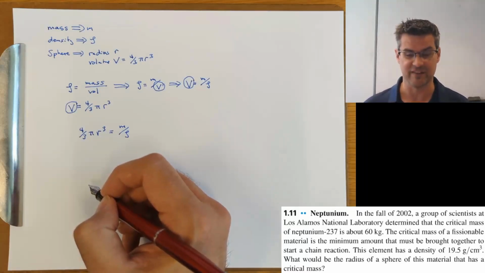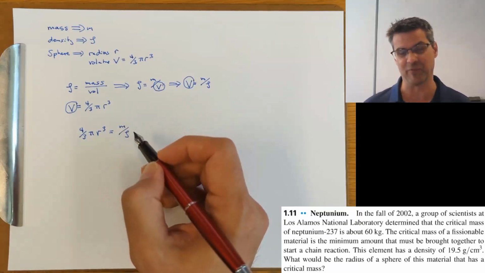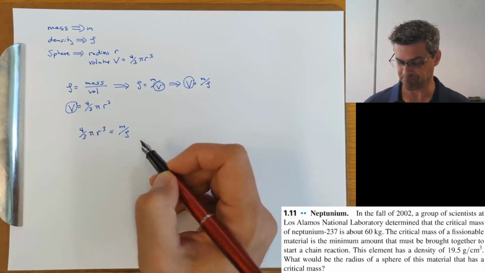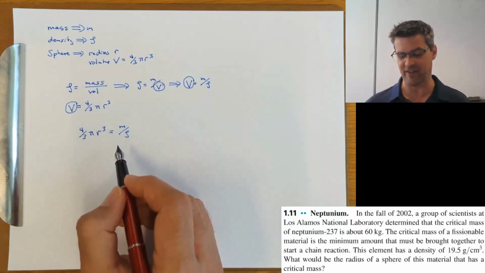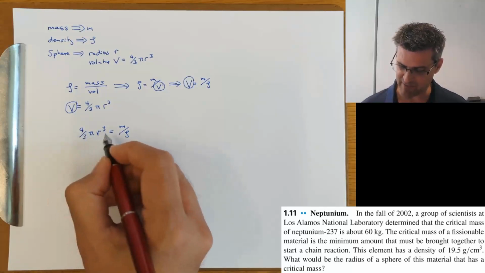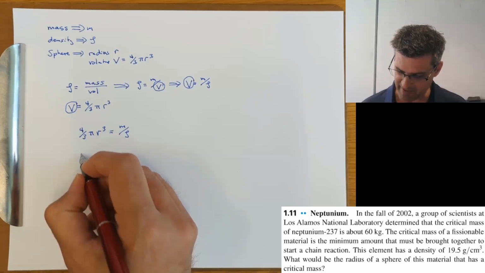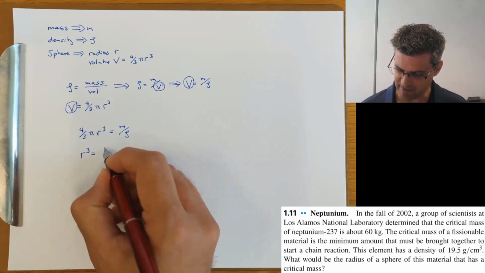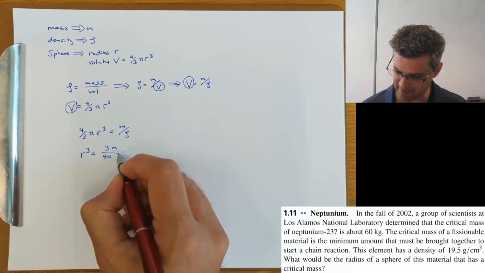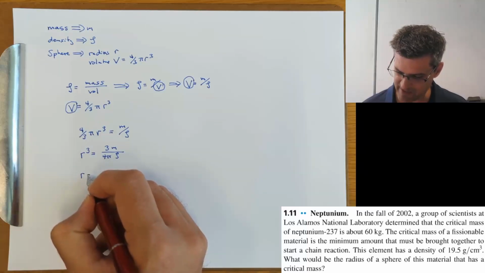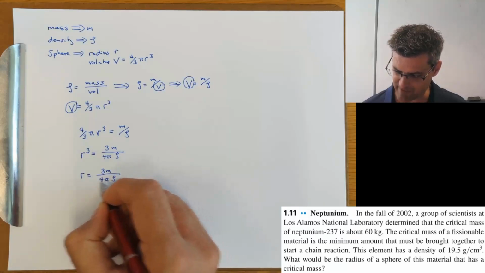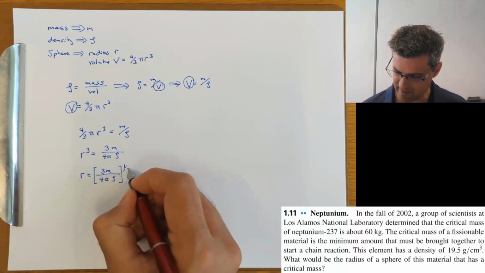This is true for any sphere. This is true for any mass. This is true for mass formed into a sphere. This is true for any material, neptunium, carbon, iron, whatever you want. And so now, from this relationship, if I want to find radius, I just have to solve this algebraically. So if I multiply both sides by 3 and divide both sides by 4 pi, I see that r cubed is equal to 3m over 4 pi times the density. And if I want to find the radius, it is 3m divided by 4 pi times the density, to the cube root.